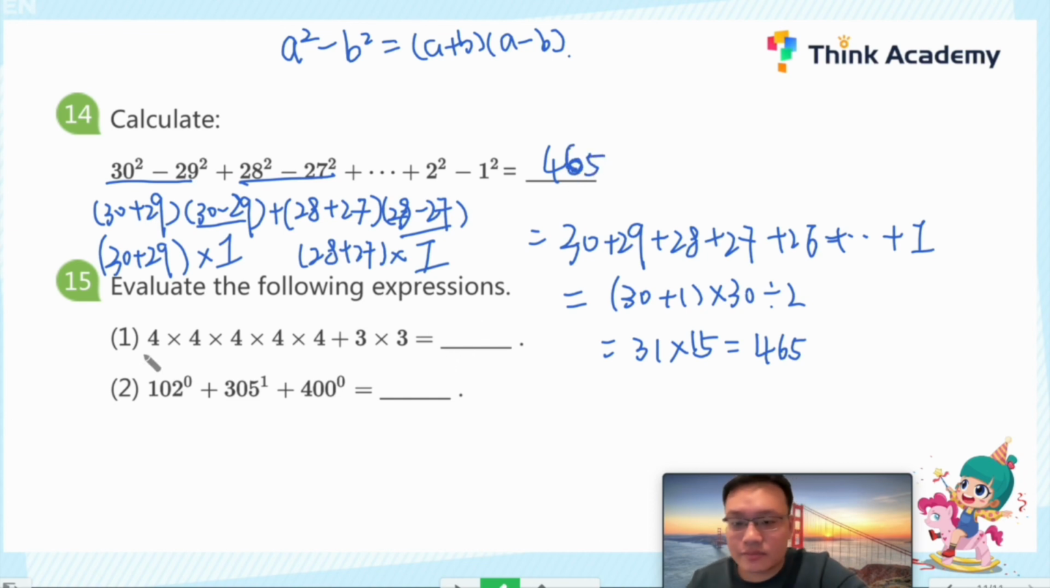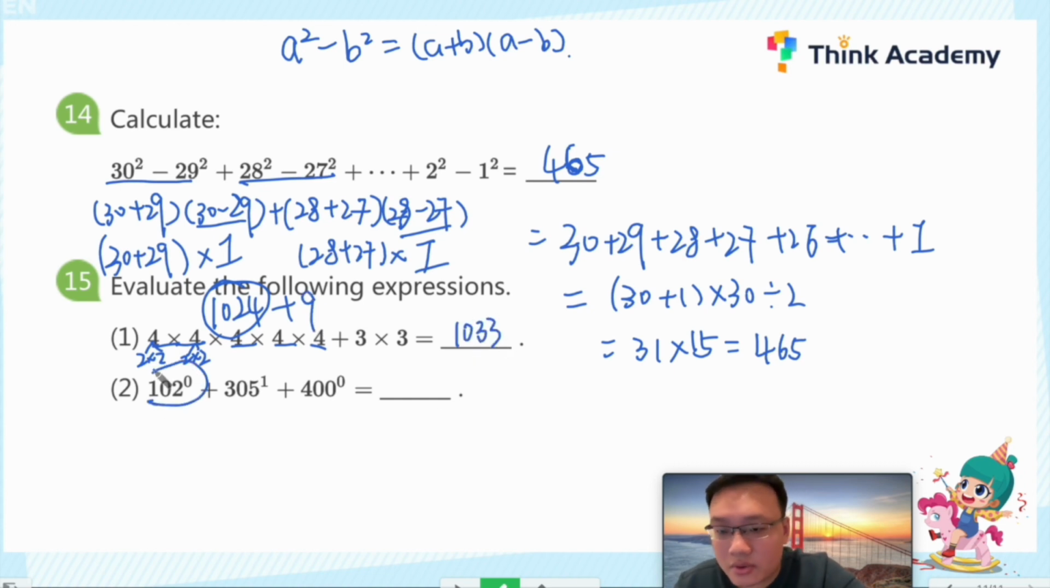Okay, last question. 4 times 4 times 4 times 4 times 4. So there you've got 5 fours multiplied together. So basically that is just 10 twos, because this one is 2 times 2, this one is 2 times 2. And we know that 2 to the power of 10 equals 1024. So remember that. And you add 9, which is 1033.